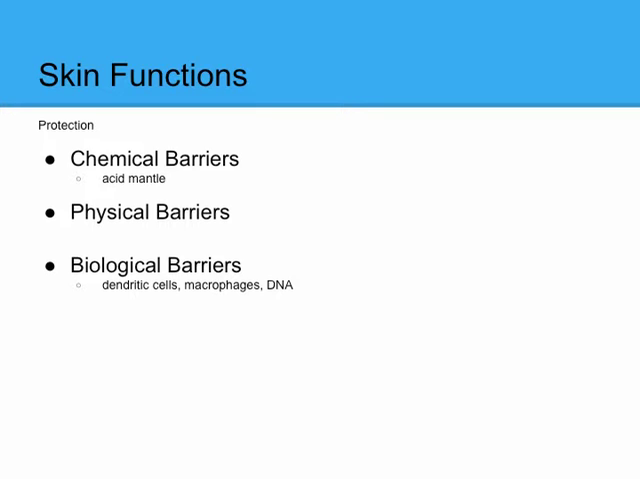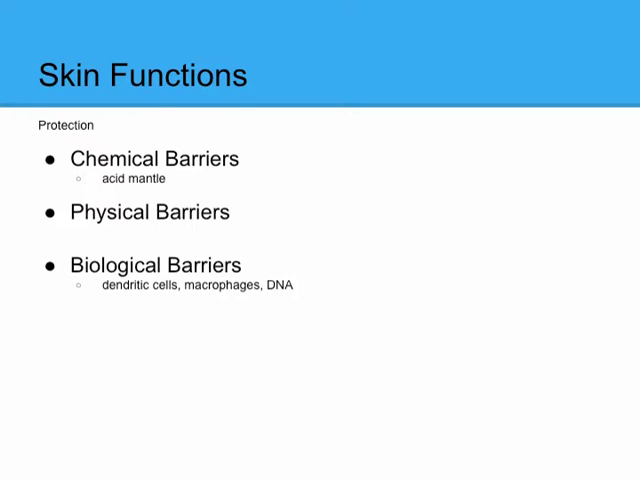Physical barriers, that's obvious, right? It's a physical barrier between the external environment and the internal environment. It prevents water loss. Without our skin, we wouldn't be able to regulate our heat or the amount of water we have. We wouldn't be able to keep infections out. It'd be bad news.